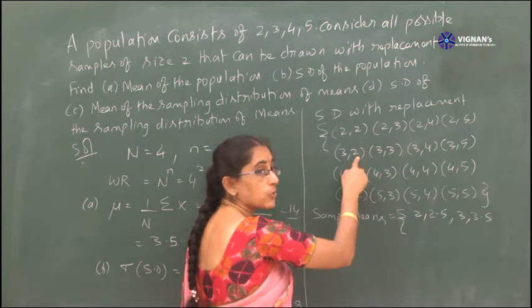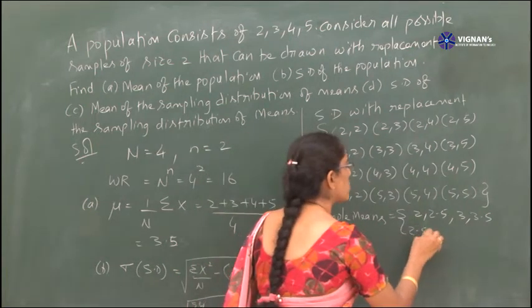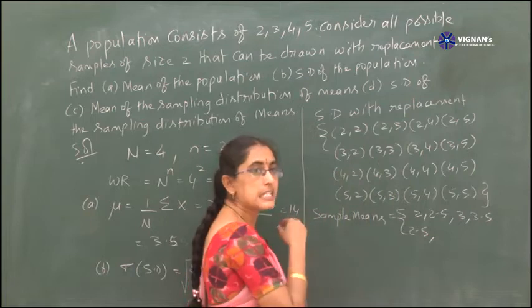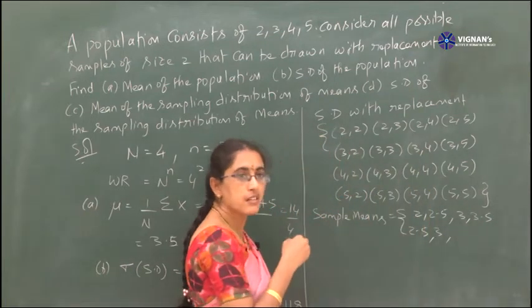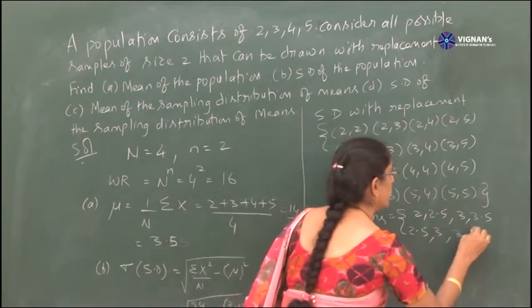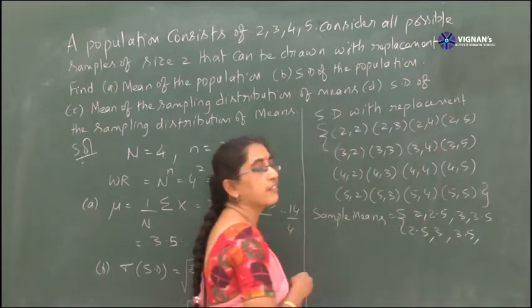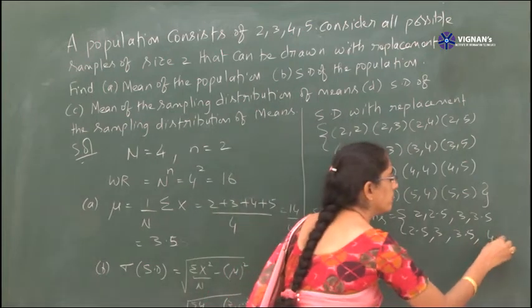Then 3 plus 2, 5. 5 by 2 is 2.5. 3 plus 3, 6. 6 by 2, 3. 3 plus 4, 7. 7 by 2, 3.5. 3 plus 5, 8. 8 by 2, 4.